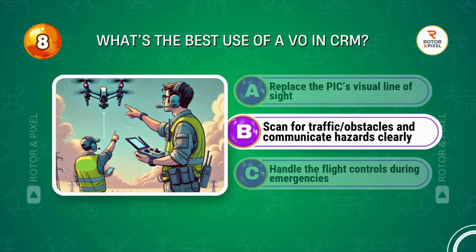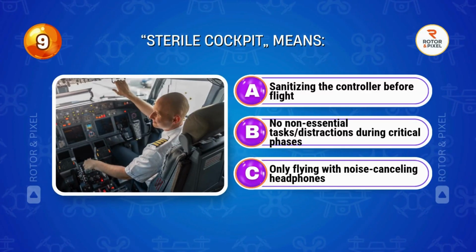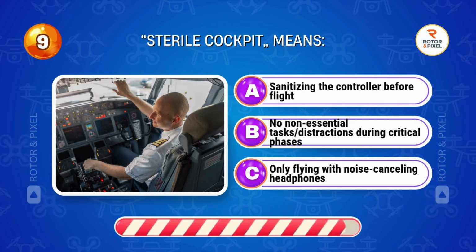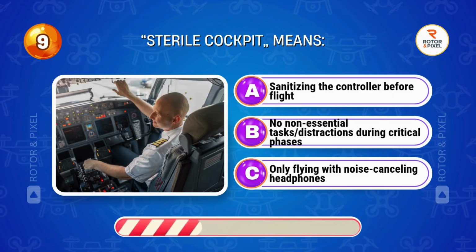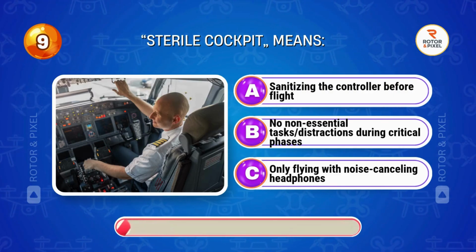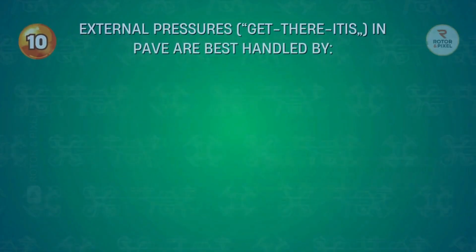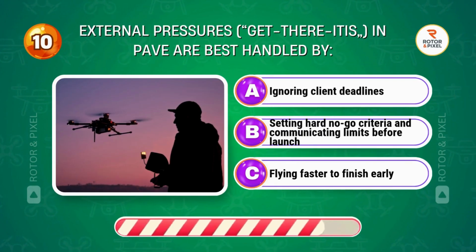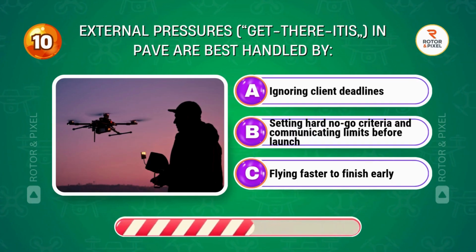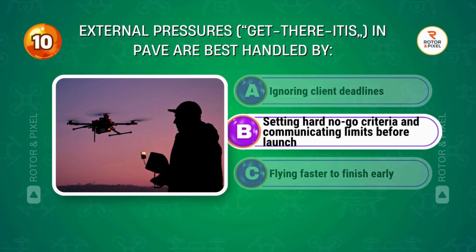Answer B, scan for traffic/obstacles and communicate hazards clearly. Sterile cockpit means... Answer B, no non-essential tasks or distractions during critical phases. External pressures and get-there-itis in PABE are best handled by... Answer B, setting hard no-go criteria and communicating limits before launch.